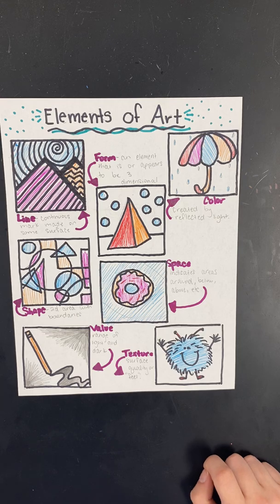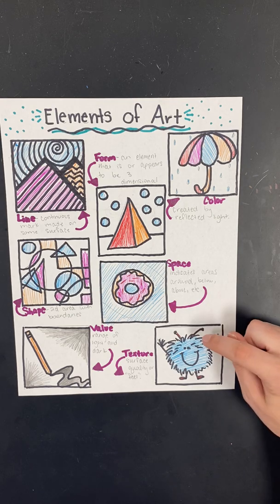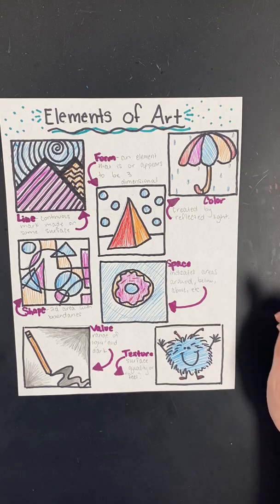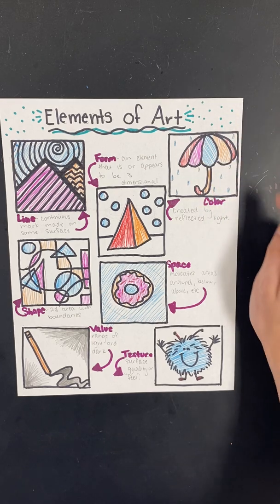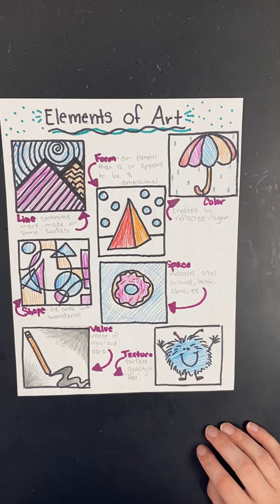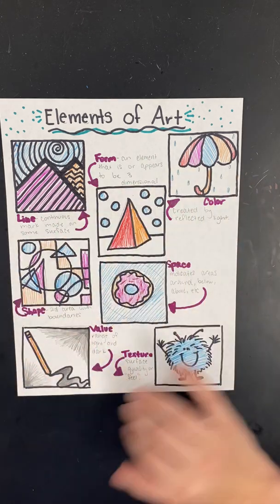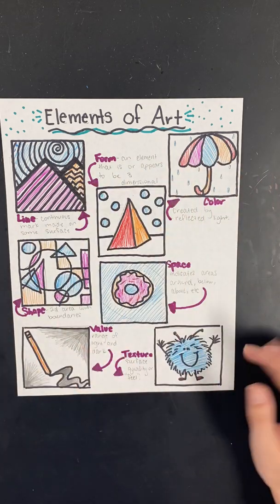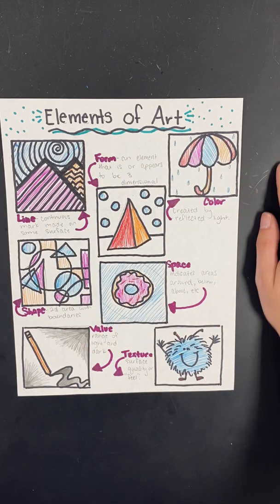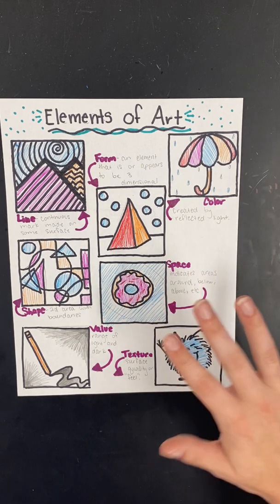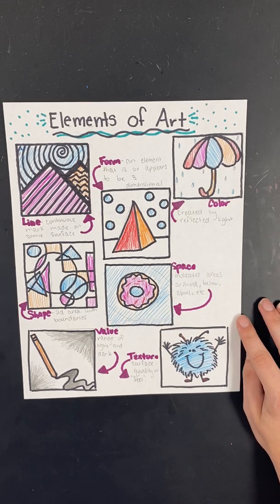Texture is a surface quality or feel of an object. So I just made him look kind of fuzzy. And for color, I just drew an umbrella and colored in all the different colors of the umbrella, okay? So that's a brief overview of this whole setup. Try to do different things than I did, because I want to see what you can come up with. But this should be a good example for you to kind of go off of.